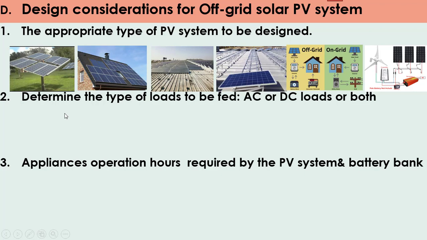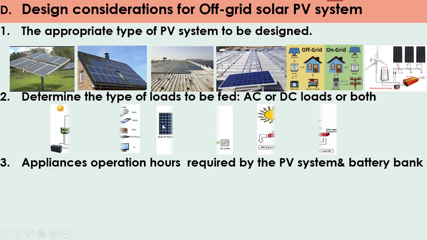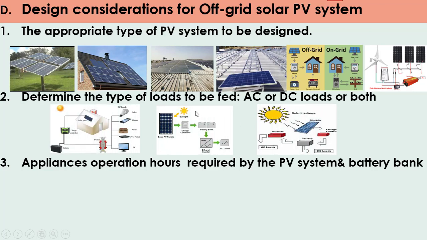The second issue, we must determine the type of loads to be fed. As we know, there are two types of loads, either DC loads, as we see in this scheme, such as lighting, small phones, small loads, of course, TV, DVD, for charging the phones, and DC lighting.